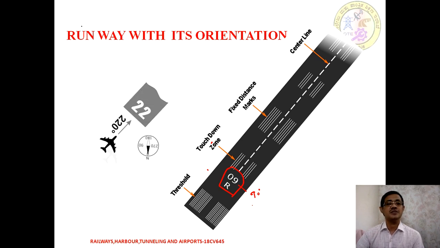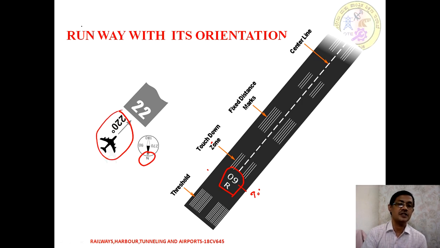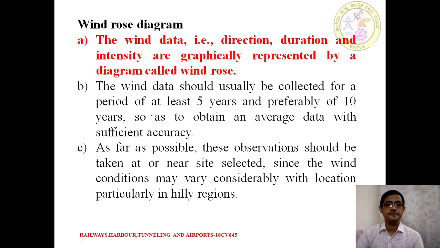This is the same when we are measuring with respect to the north. Suppose it is going to be 220 degrees, it is represented by 22. So that is how the runway is going to be named.